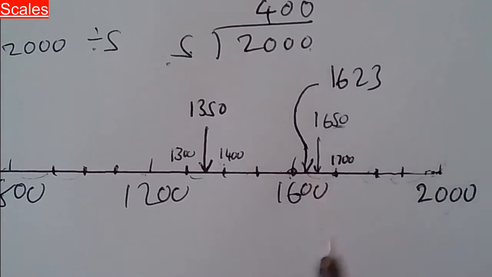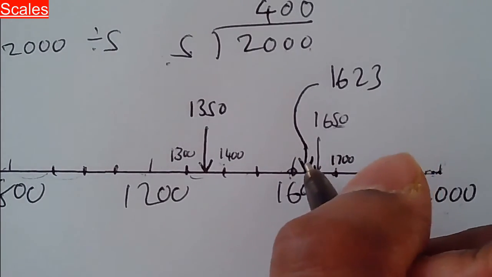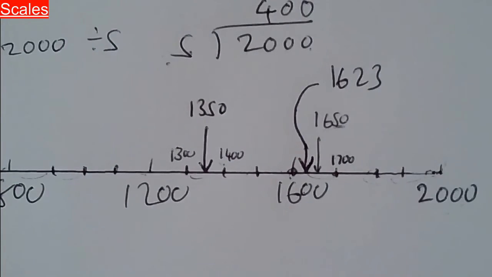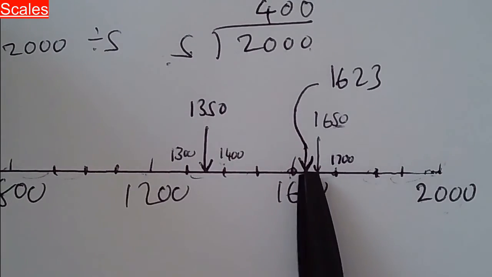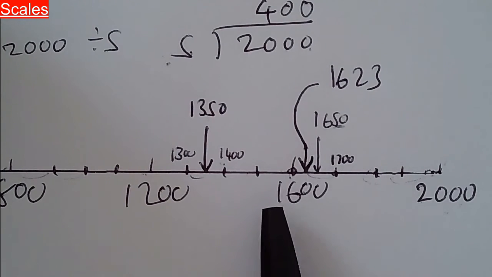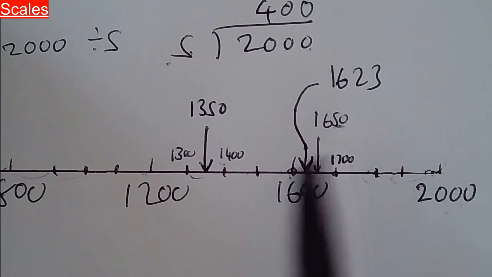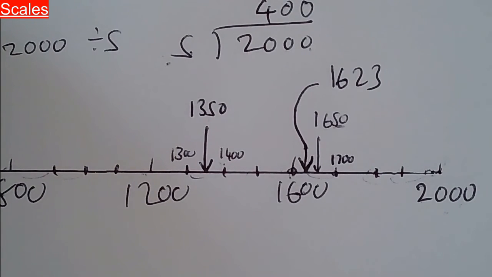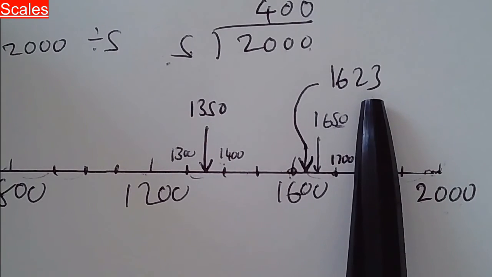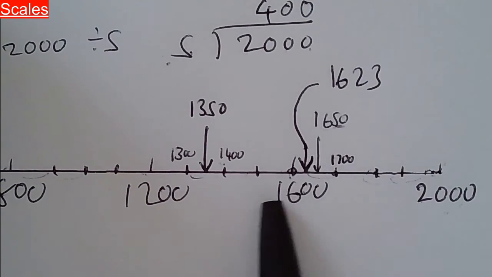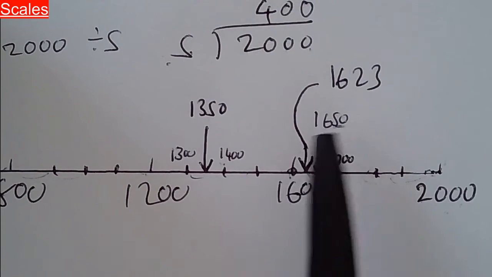Okay, it's just an estimate, right? It's not very accurate, but it's good enough for an estimate. But try to make the arrow pointing a little bit closer to 1,600 than 1,650, because that 1,623 is closer to 1,600 than it is to 1,650, just by a bit.